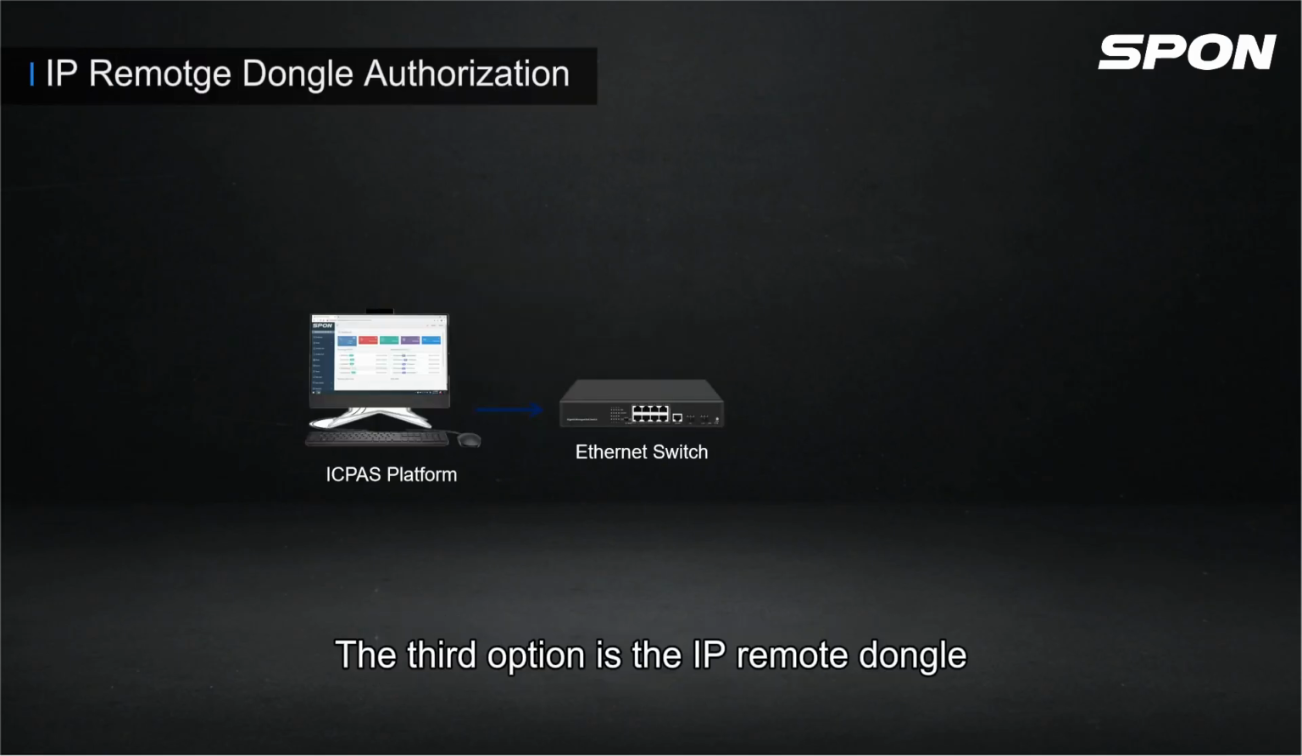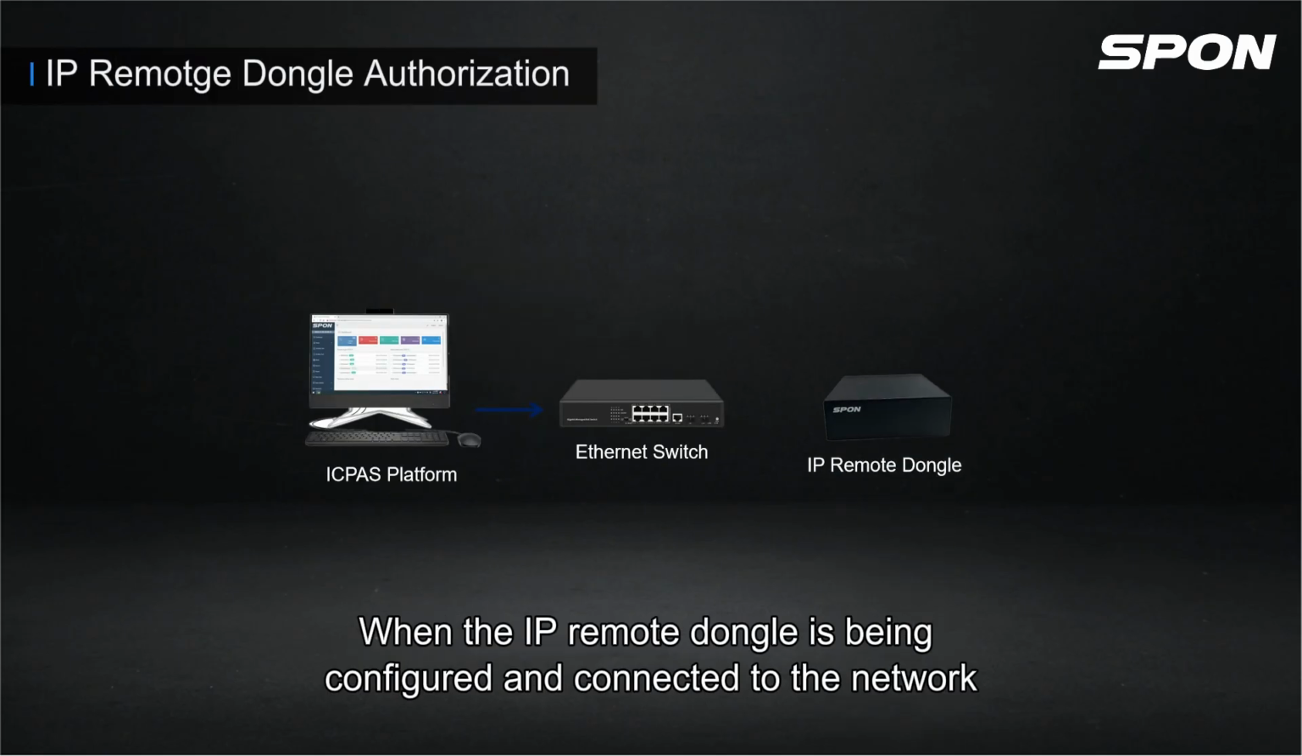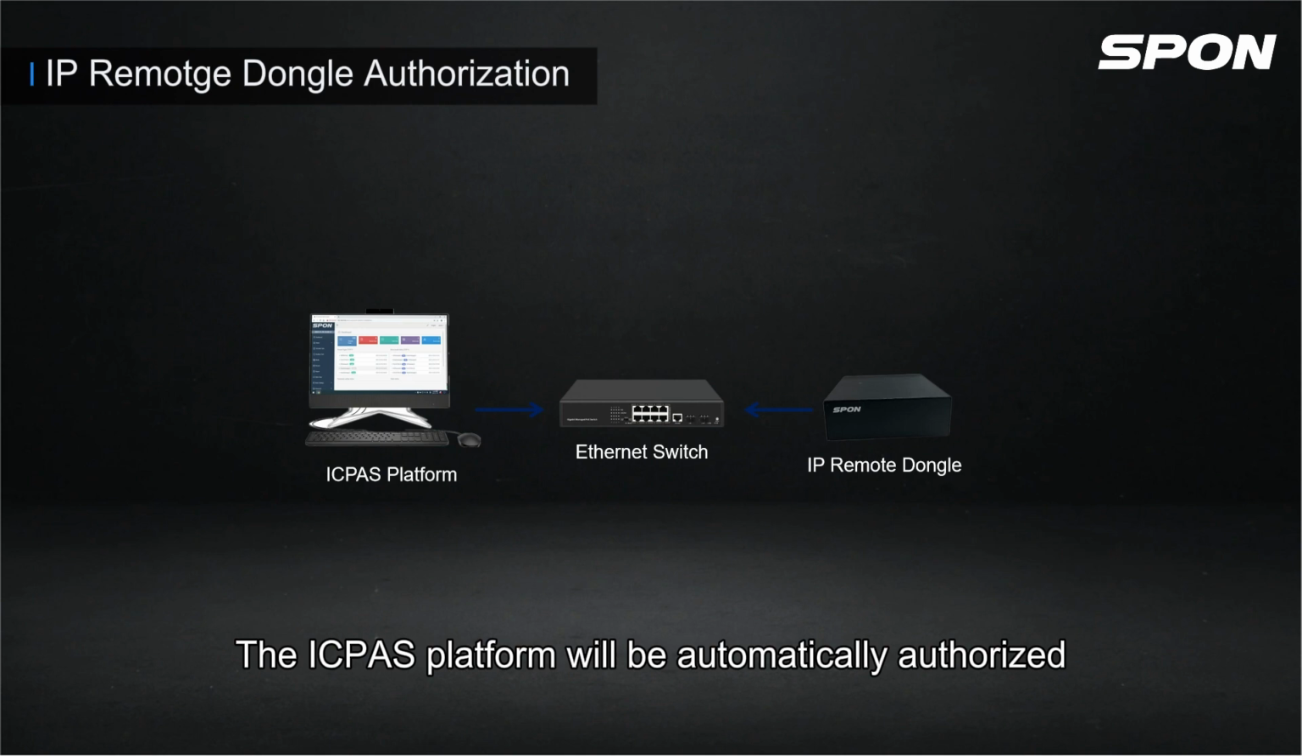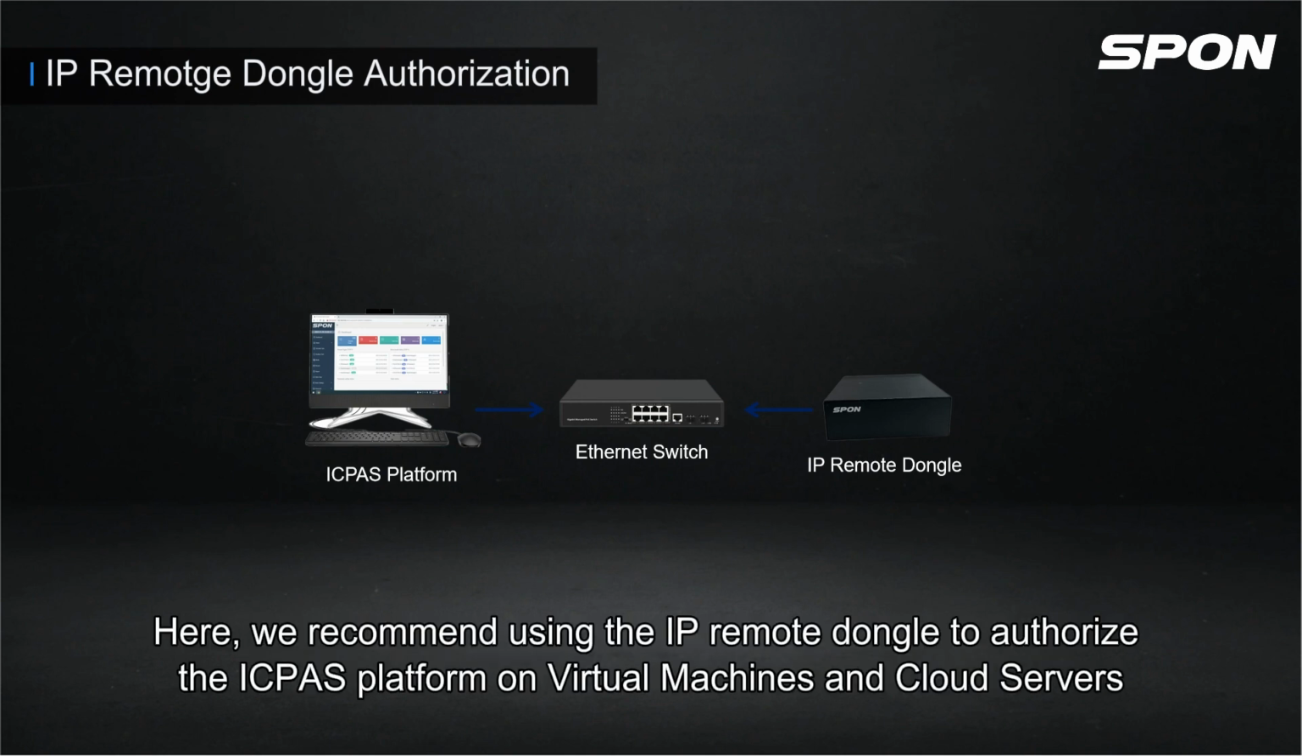The third option is the IP remote dongle. When the IP remote dongle is being configured and connected to the network, the ICPAS platform will be automatically authorized. Here, we recommend using the IP remote dongle to authorize the ICPAS platform on virtual machines and cloud servers.